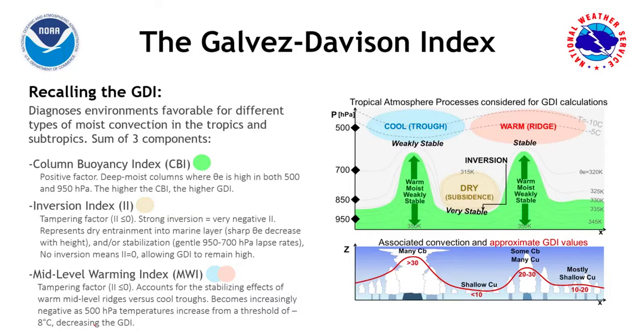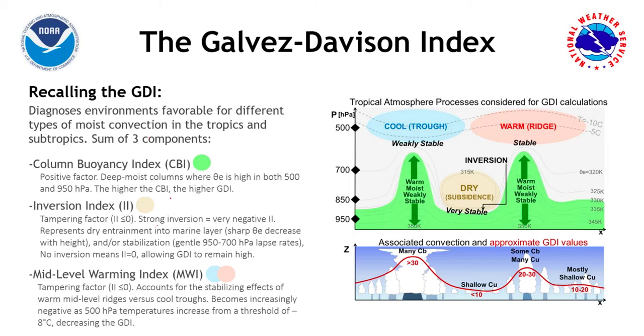So before I move into the tools, since we're speaking about the GDI, I just want to remind you about it because one of the tools uses the GDI. And in a nutshell, the GDI diagnoses the environments favorable for different types of tropical moist convection in the tropics and subtropics. So it was designed mostly for the Caribbean, but it is applicable in most of the tropics.